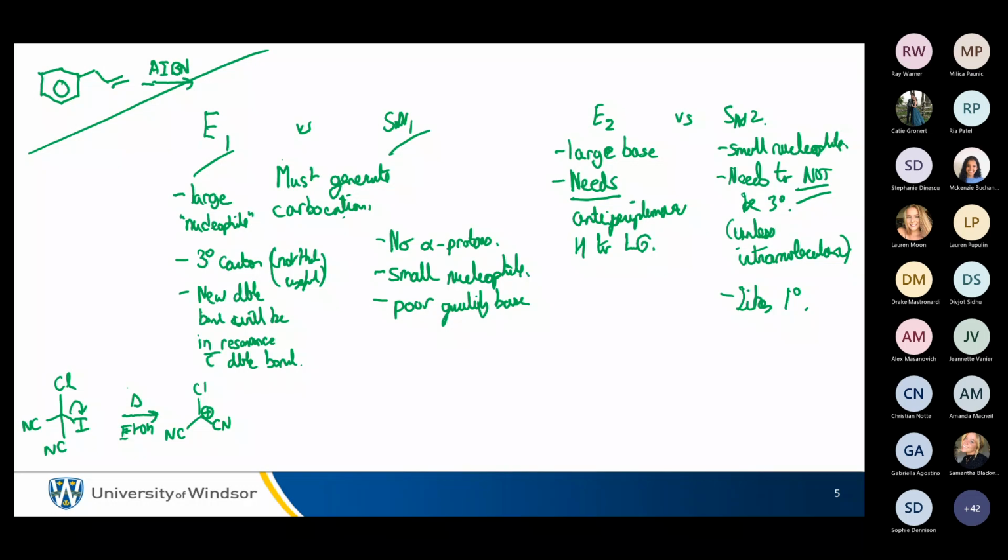I glitched then. So what I was saying is primary leaving groups favor SN2s. And that's because primary leaving groups are very accessible because they're on the end of a carbon chain. There's not a lot of steric bulk near a primary leaving group that favors SN2.